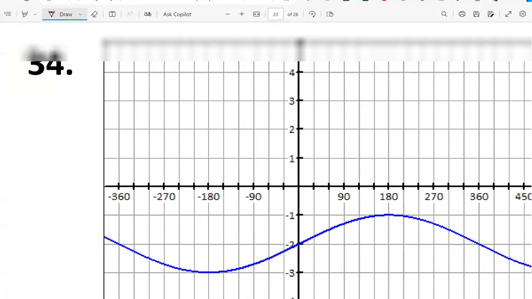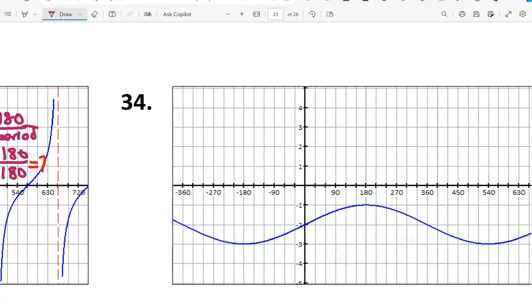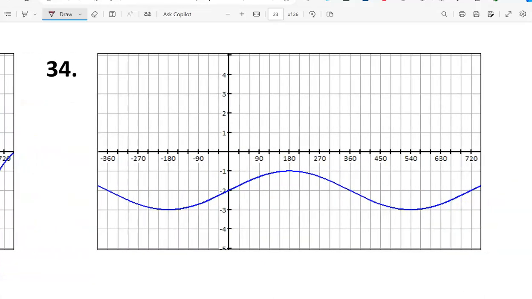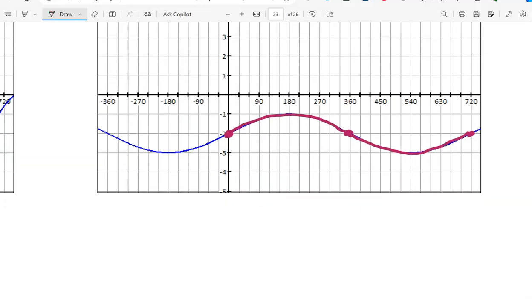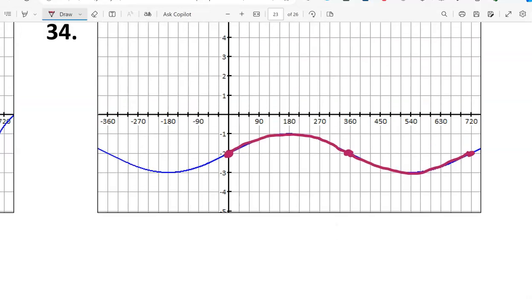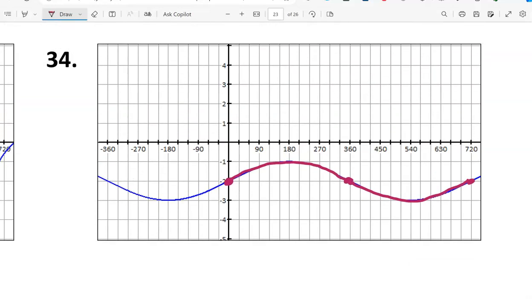For number 34, we have something that's either a sine or a cosine. I like a 0 phase shift, so I'm going to start right here and use that pattern of a sine function. My phase shift then is 0 degrees, and my vertical shift is -2. Remember, -2 is the average of the high and the low values, which are -1 and -3. So that's our C and D.